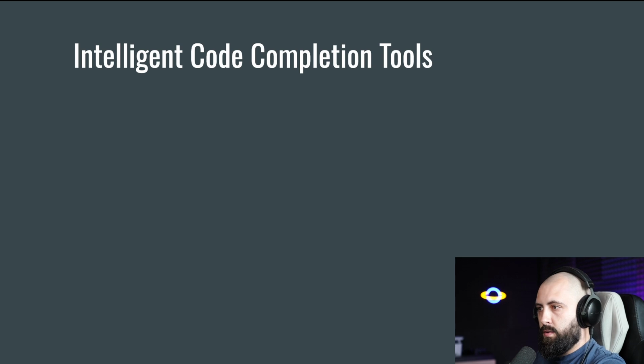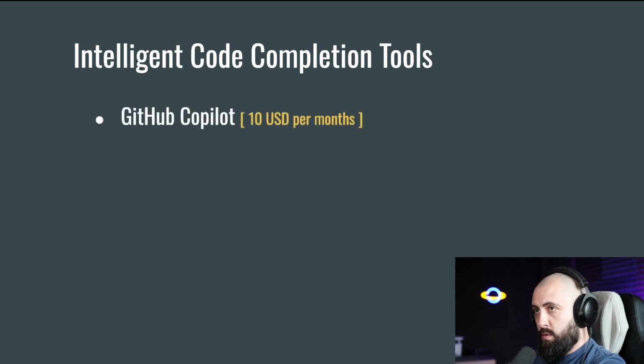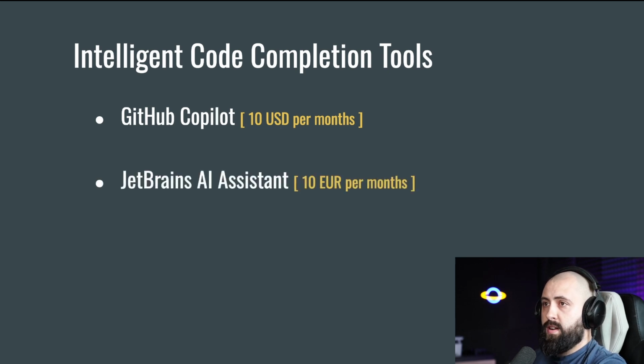Let me recommend several tools for intelligent code completion. There are a lot of tools, but let's look at my recommendations. GitHub Copilot, one of the most popular tools. It's not free, $10 per month, but it provides really cool code completion with GPT-4o under the hood. JetBrains AI Assistant, €10 per month. It works in all of the JetBrains IDEs. In my personal opinion, it does not work as well as GitHub Copilot, but still, if you have a corporate subscription, you can use it.